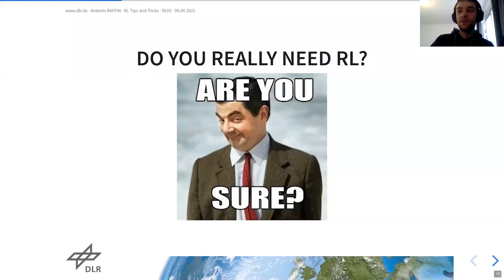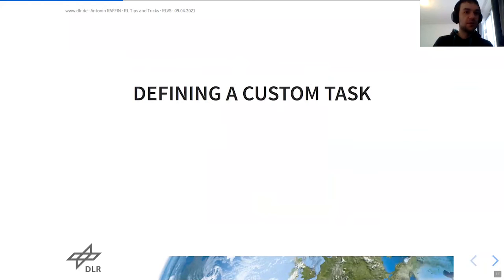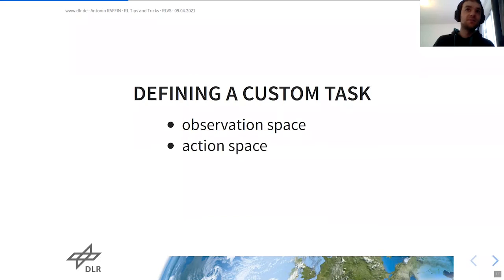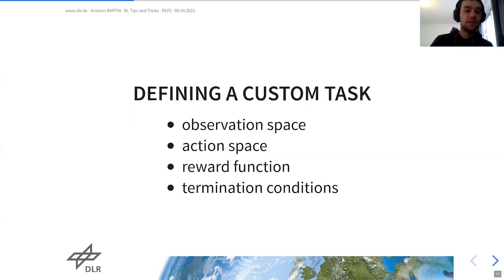So how to define a custom task? You have a problem, you would like to apply RL on it, you made sure that it makes sense. What do you need to define for that? So you have different components, and the first one is obviously defining an observation space. So what do you give to your agent as input? Then there will be the action space, which is how does your agent interact with the world? What do you give it? And then two things come together, which are a reward function and termination condition. And I will dig more into detail for each of those in the coming slides.